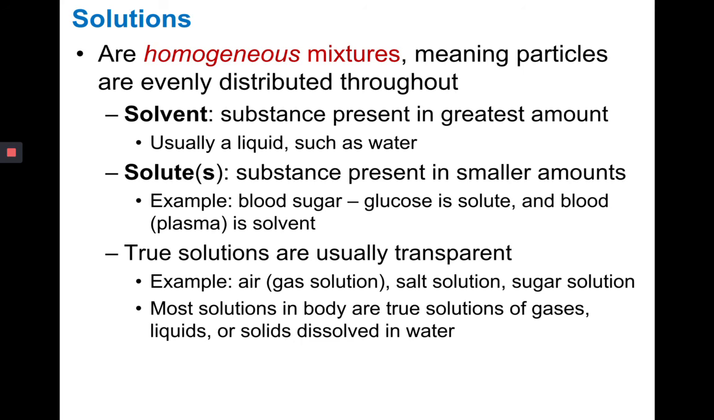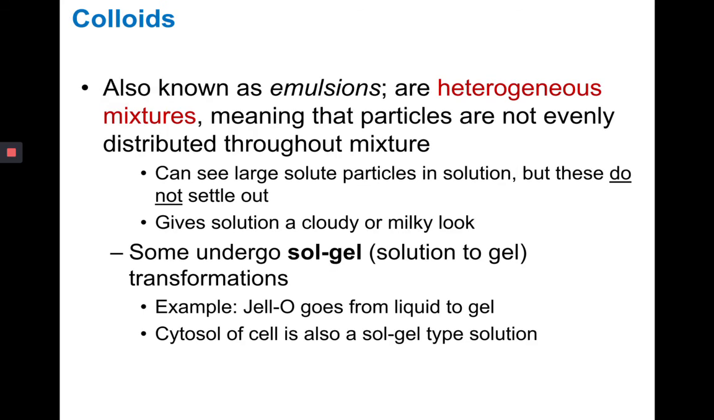Colloids and suspensions are going to be heterogeneous. They're also known as emulsions, but we're going to call them colloids in this class. Being heterogeneous means the particles are not evenly distributed throughout. Jello is a good example of a colloid, and I like to use an exaggerated version. Think of fruit Jello, and think of all the fruit getting accidentally deposited at the bottom. If we took a sample at the top and at the bottom of the Jello mixture, they would be different.